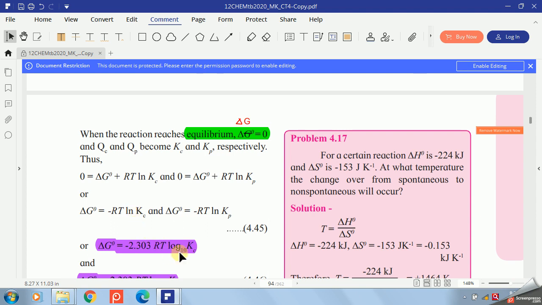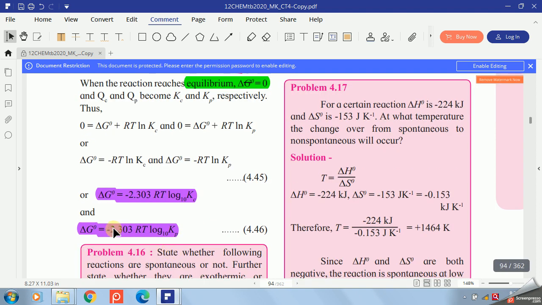We change the base to log 10 by multiplying the equation by 2.303. So delta G0 is equal to minus 2.303 RT log KC, or minus 2.303 RT log KP to the base 10.